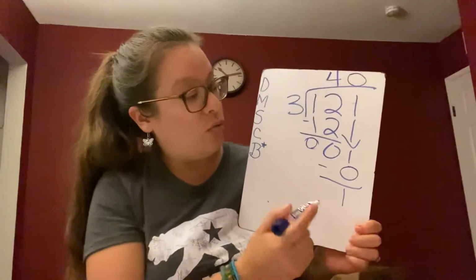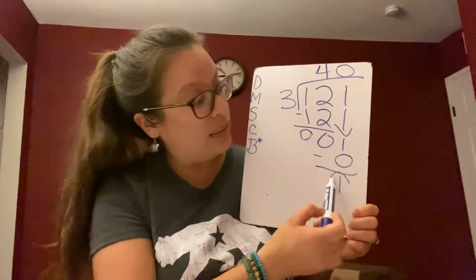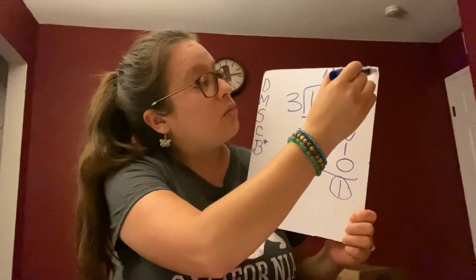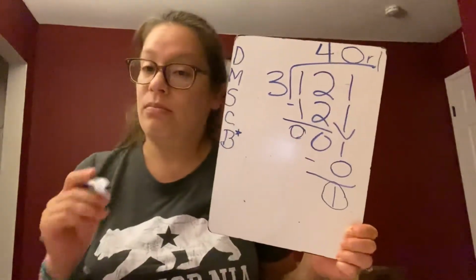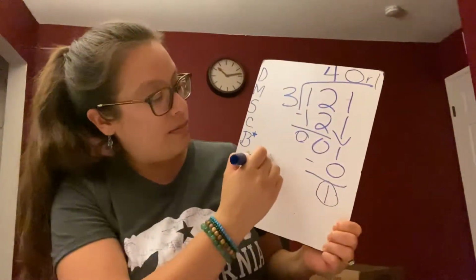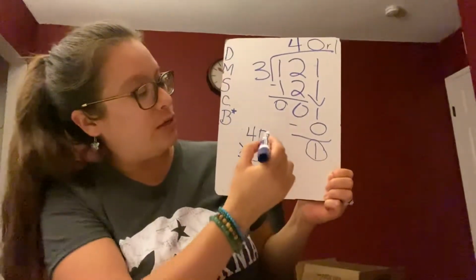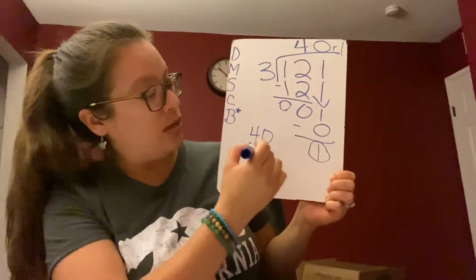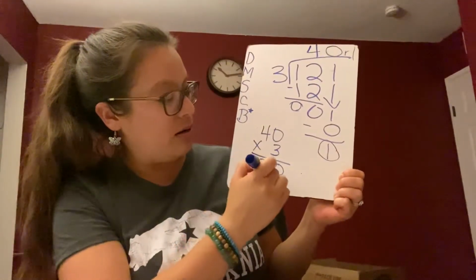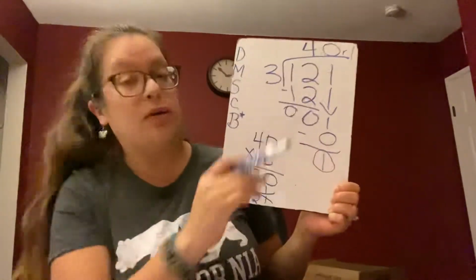Now, check your work. Can you bring something else down? No. Is this number smaller than your divisor? Yes. So that means it is your remainder. Now, most importantly, double check, right? So 40 times 3. 3 times 0, 0. 3 times 4 is 12. My remainder, I add it on. 1, 2, 1, 121, 121.